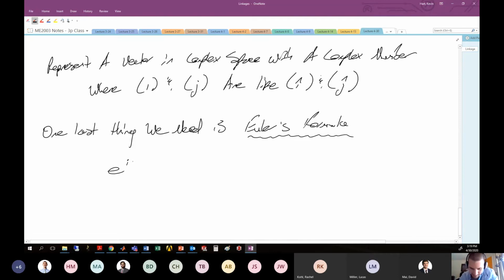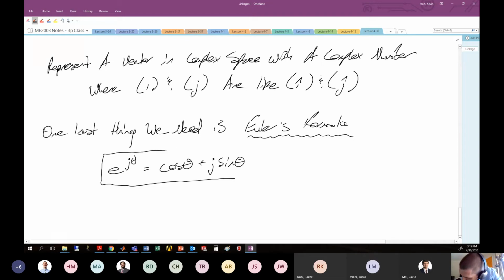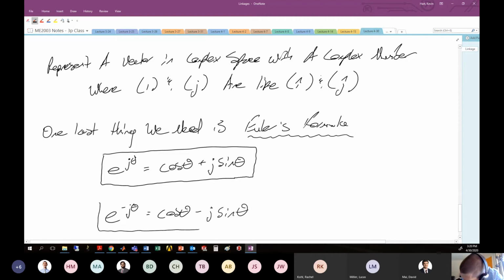It relates e to the j theta. I learned imaginary numbers with little i, so I tend to write little i instead of little j. e to the j theta is cosine theta plus j sine theta. This is Euler's formula. There's also a negative equivalent, which you can see with trig identities: e to the negative j theta is cosine theta minus j sine theta. We'll see this applicability in just a hot second.